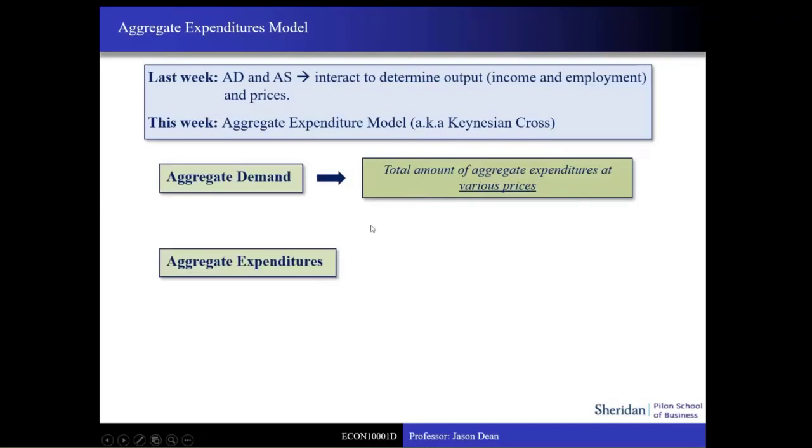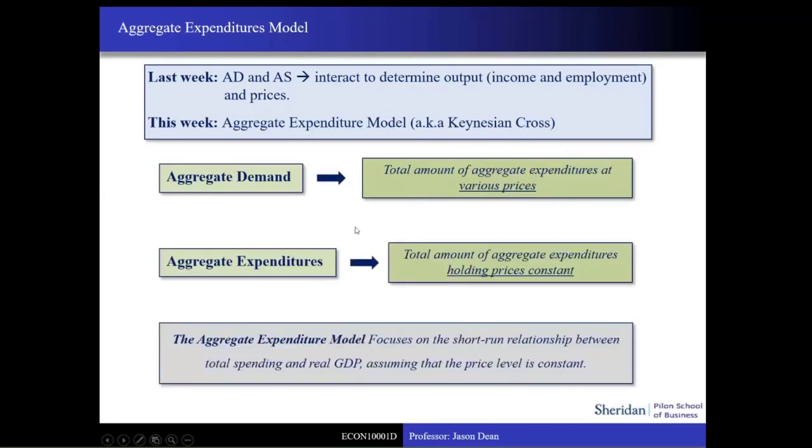Well, here with the aggregate expenditures model, we're holding prices fixed. We're thinking we're in the very short run. And so here we're going to be looking at how GDP could be determined with prices held constant. So we'll get a little bit more into that later. But the bottom line is the aggregate expenditure model focuses on the very, very short run relationship between total spending and real GDP, but holding the price level constant. And then we'll see at the end of the lecture, we can derive the aggregate demand curve using this model.